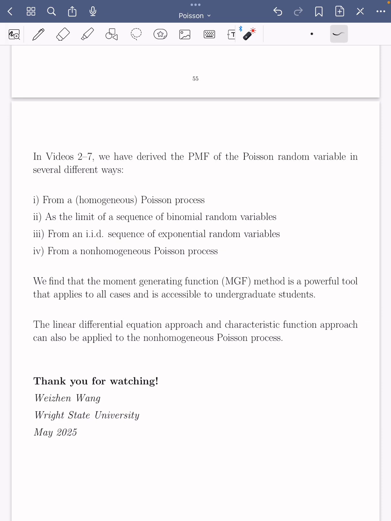I need to emphasize that the linear differential equation method and the characteristic function method can also be applied to the non-homogeneous Poisson process. But since the first approach involves some differential equation knowledge, and the second method involves complex numbers, these two methods may not be as easy as the moment generating function method.